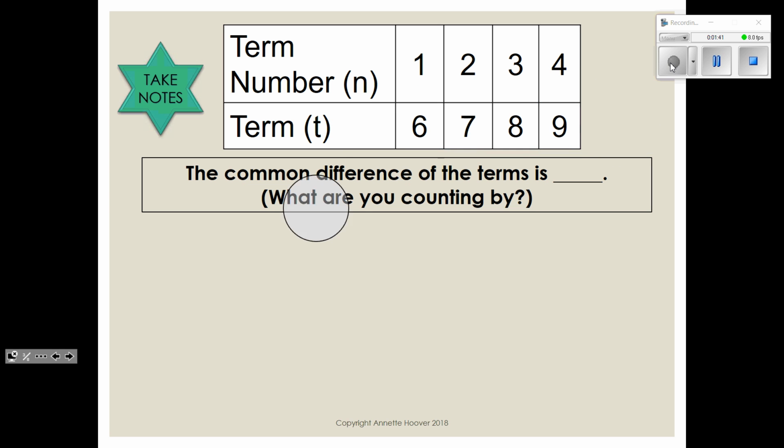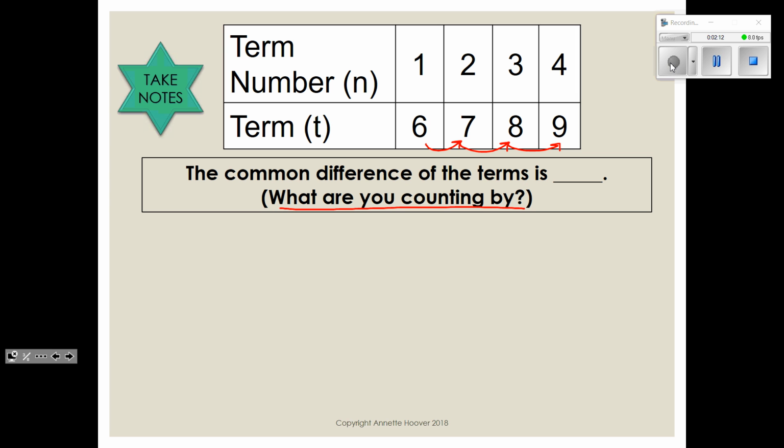What we're going to do is learn an equation that you can use to figure out a certain term number, like if you want to find the 45th term of that sequence. How can I do that easily without having to actually count up that many times? So here's what we're going to do. Here's our sequence. We have 6 to 7, 7 to 8, 8 to 9. The first thing you're going to ask yourself is, what are you counting by? How much is it going up each time?